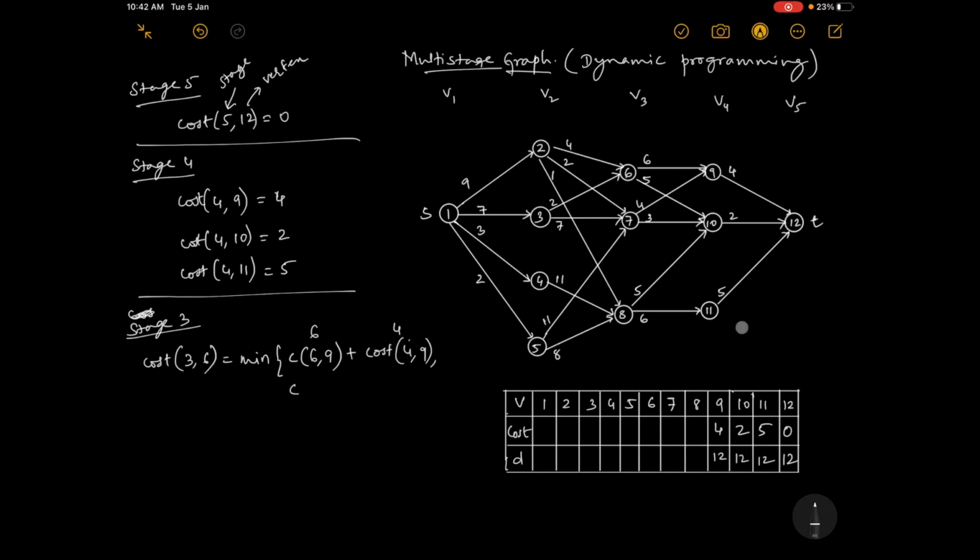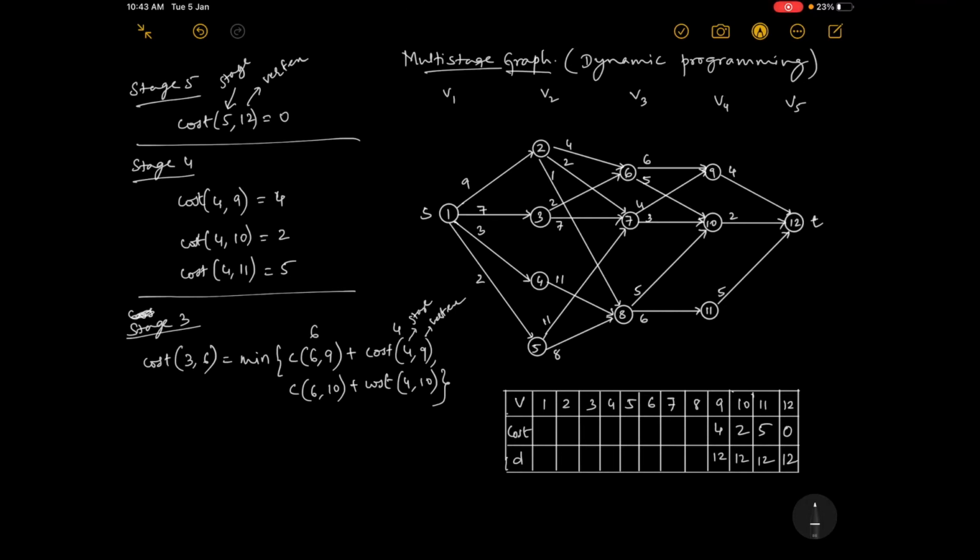So this is stage, correct? Stage, and this is vertex. If you want, you can write stage vertex. This is stage, this is vertex. Next, this is over. If I choose this path, that is over. Now if I choose this path, how should I write it? C of 6 comma 10 plus cost of stage 4 vertex 10, over.